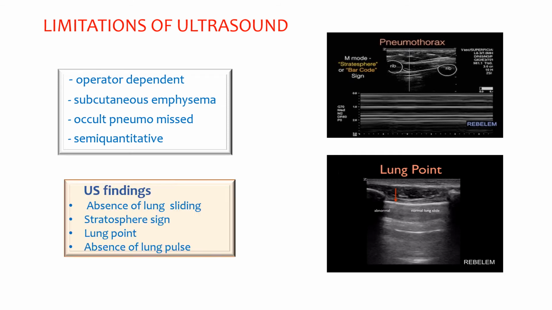The ultrasound findings are absence of lung sliding and the stratosphere sign, and there is a lung point which is the most specific, but we may not get it all the time, and absence of lung pulse. I will not go into that, because that goes into the realm of ultrasonography of the thorax, but these are the findings that you should get.